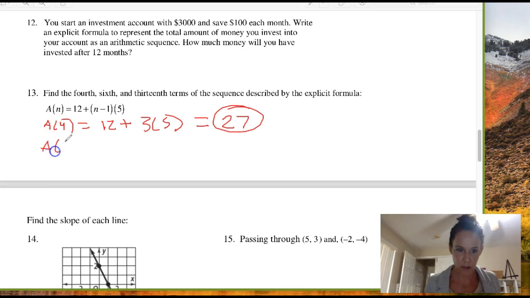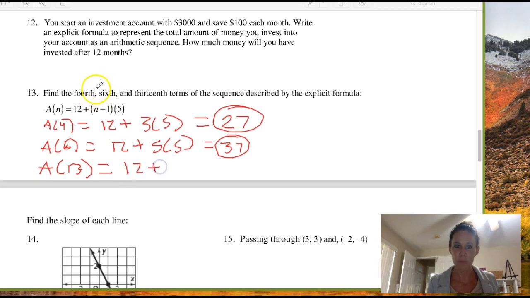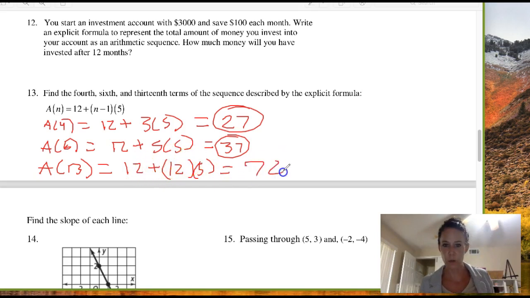Let's go the 6th term. I just go 12 plus 6 minus 1 is 5 times 5. And that, do the math, 25. Always do your multiplication first and then addition. So you're going to get 37. Plug in your 13th term, sorry. 13 is 12 plus 13 minus 1, which is 12 times 5. And then multiply this out, 60 plus 12 is going to give me 72. So that should be really easy. That's just plug and chug, guys. Just plug those numbers in.